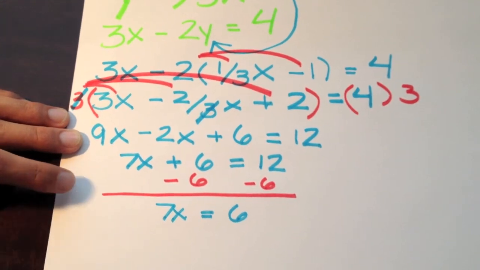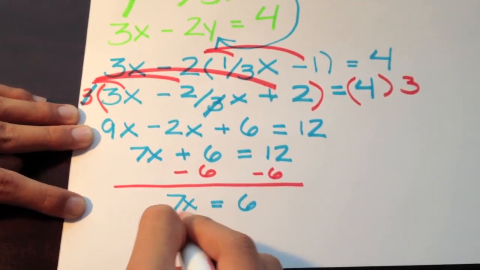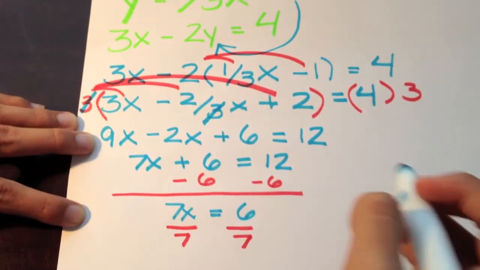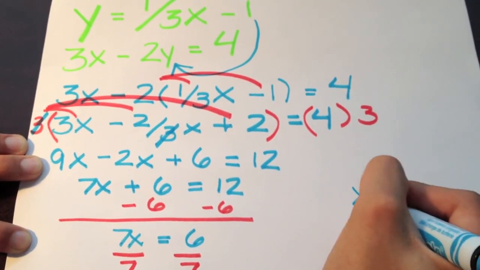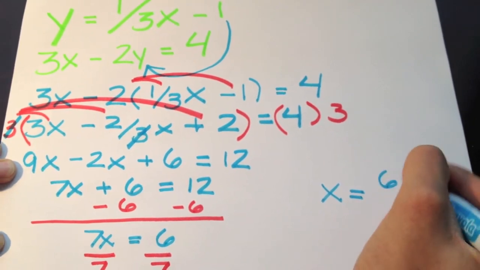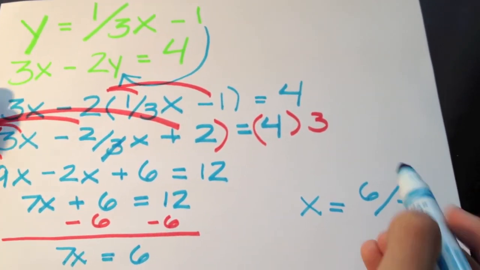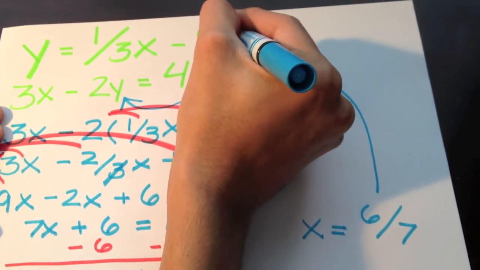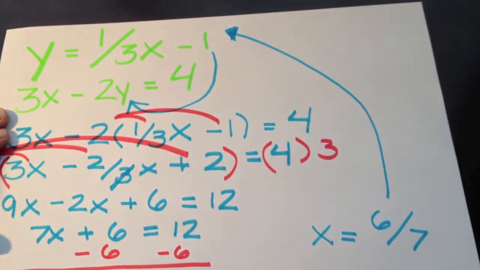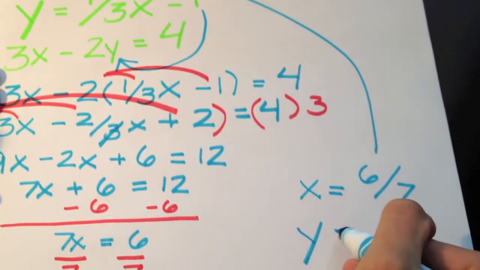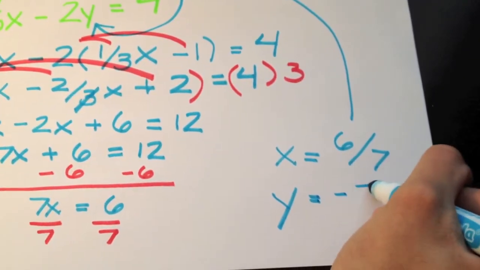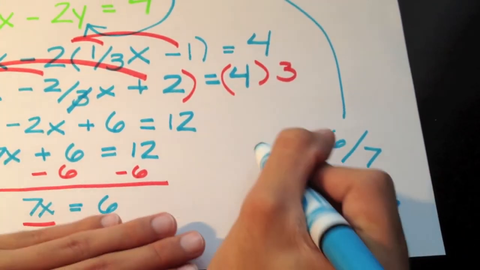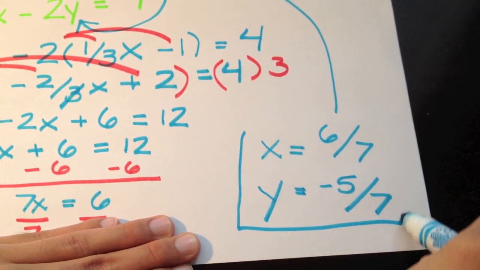Now we're going to divide both sides of the equation by 7, and we're left with x equals 6/7. If you plug in x in one of the original equations, you're going to find out that y equals -5/7. So this is our final result.